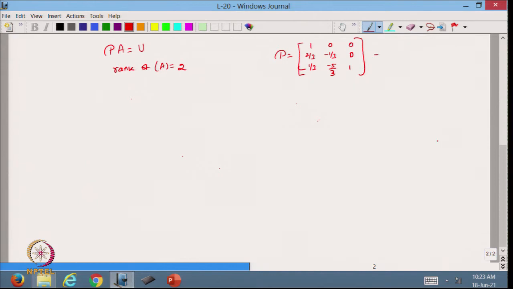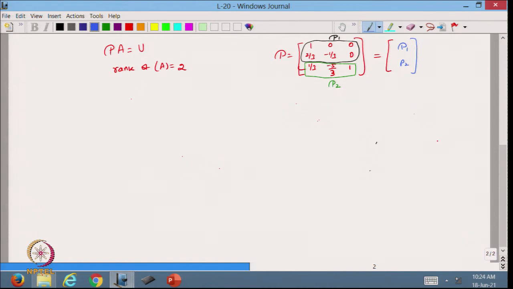So I can write this matrix corresponding to the non-zero rows, I call it P1, and this one I can write as P2. So this matrix becomes P1 and P2.